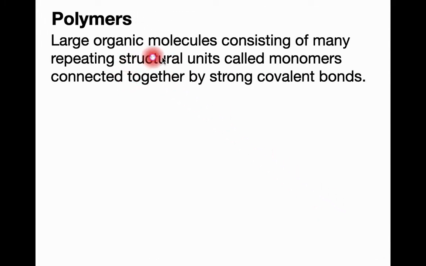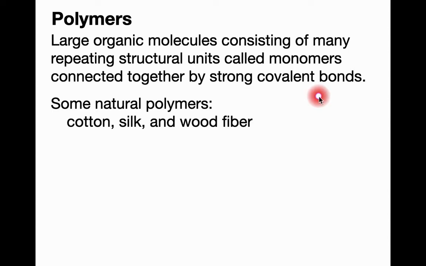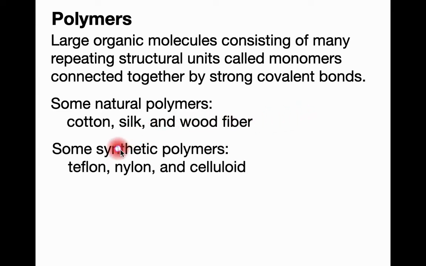Okay, a little bit more about polymers. Polymers are large organic molecules consisting of many repeating structural units called monomers, connected together by strong covalent bonds. Remember, carbon-carbon bonds are very, very strong. So that's why you can have these really long chains of polymers. Other atoms just can't do that. Some natural polymers: silk and wood fibers are all natural polymers. Synthetic polymers: Teflon, nylon, celluloid.